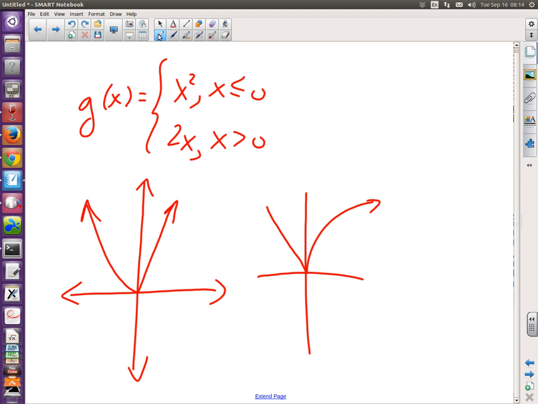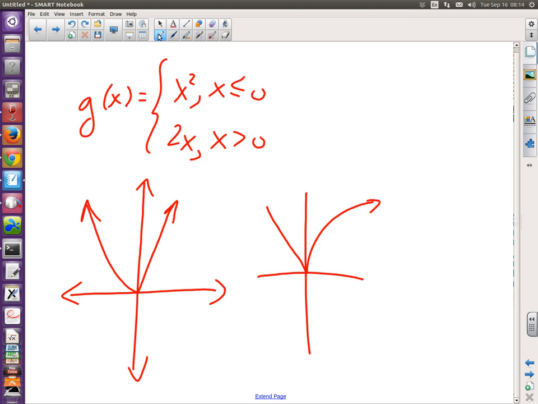The derivative here is what? 2x, but if you plug in 0, you get 0. So the slope of the tangent line here is horizontal, the slope is 0. And the slope here is always 2, right? So the derivative is 2.